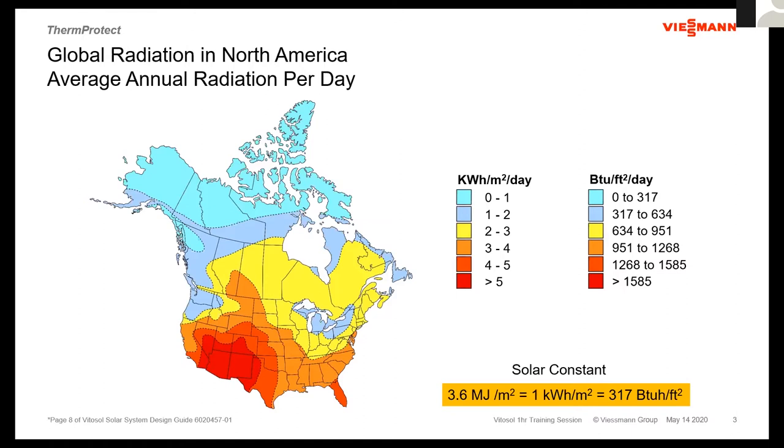As we go a little bit farther north, I'm up in this little corner of the world. You can see we've got a little bit of yellow tinge here. So we're in that 2 to 3 kilowatt hours per square meter per day, or BTUs.